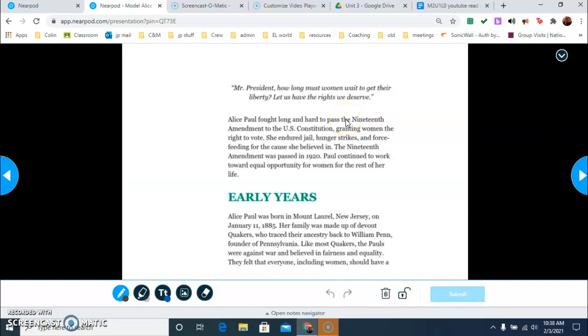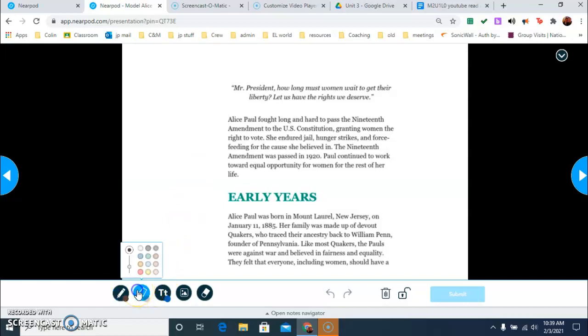Mr. President, how long must women wait to get their liberty? Let us have the rights we deserve. Alice Paul fought long and hard to pass the 19th Amendment to the U.S. Constitution, granting women the right to vote. She endured jail, hunger strikes, and forced feeding for the cause she believed in. The 19th Amendment was passed in 1920. Paul continued to work toward equality, uh, equal opportunity for women for the rest of her life.